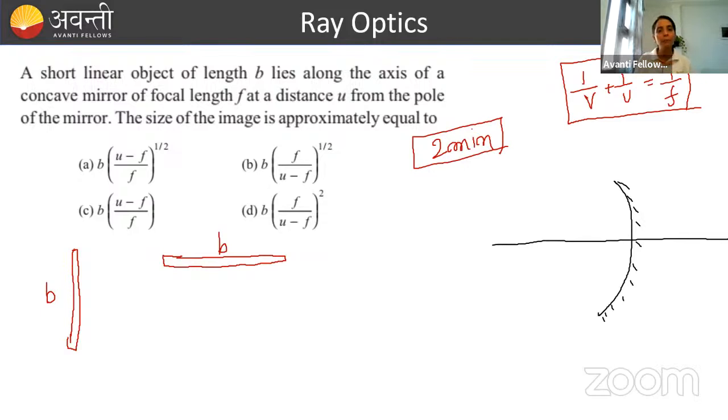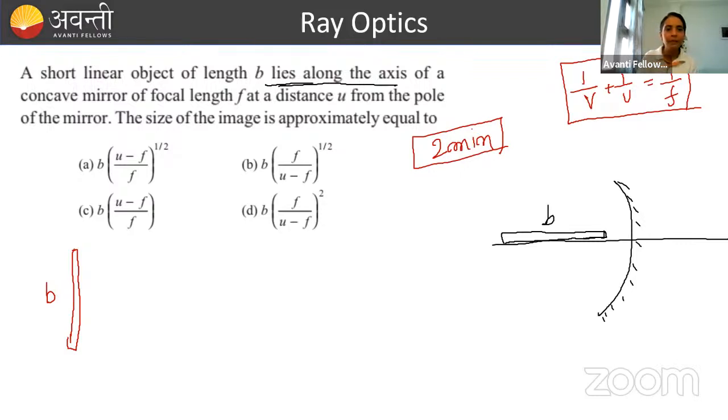Now how we have to keep the object? एक काम करती हूँ, let me delete one. So this is the object of length B. ठीक है. Now how is this object kept before the mirror? It is given here that the object lies along the axis. So it means the object is kept something like this. It is not kept vertically. It is kept like this. So you need to understand the question. It is lying along the axis, like this. Its length is B.